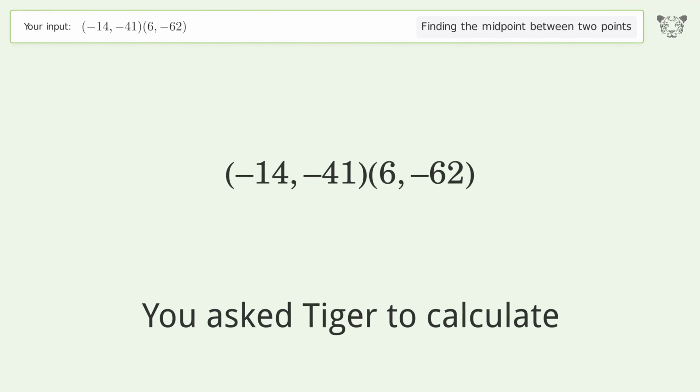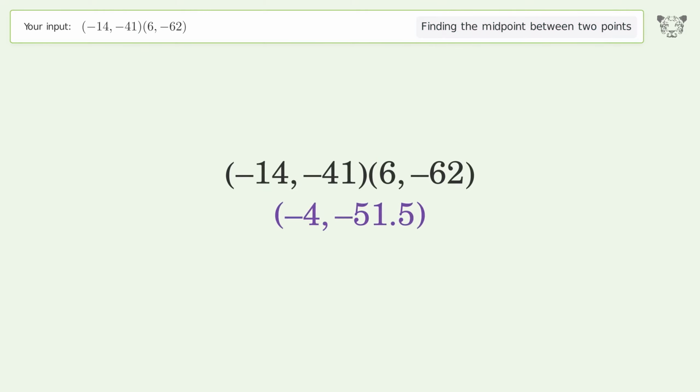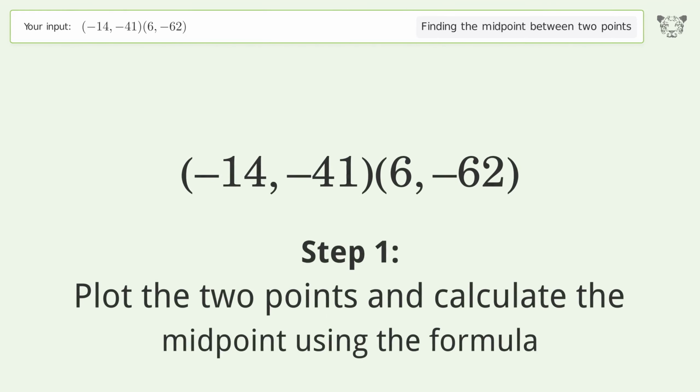You ask Tiger to calculate. This deals with finding the midpoint between two points. The midpoint between the two points is -4, -51.5. Let's solve it step by step. Plot the two points and calculate the midpoint using the formula.